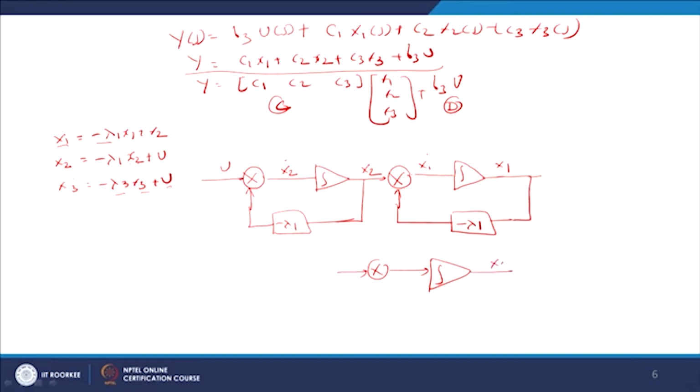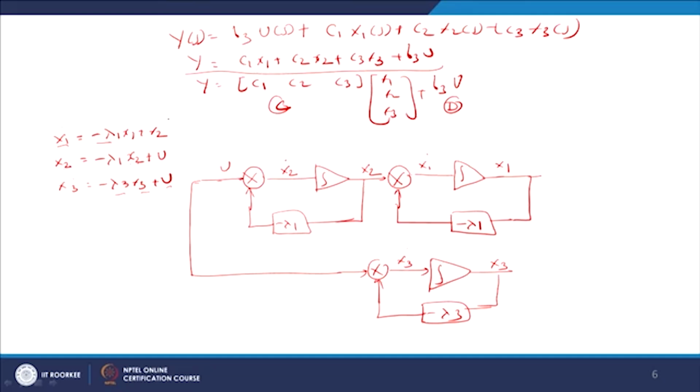So, here this is x3, here x3 dot and here we are showing minus lambda 3. So, we have shown minus lambda 1, minus lambda 1, minus lambda 1, then another is minus lambda 3, and here x3 dot equal to minus lambda 3 x3 plus u. Now, here u, this is also u, this is also u. So, we can combine it. So, all the states we have shown.